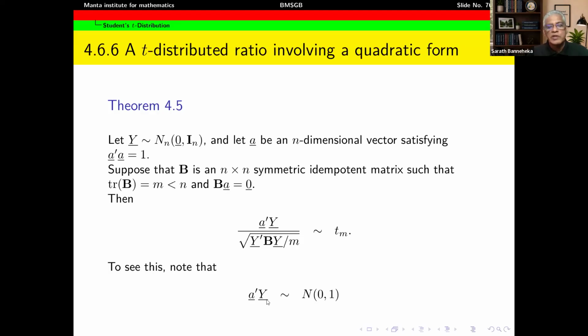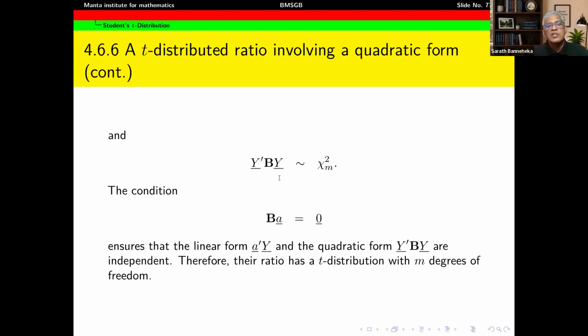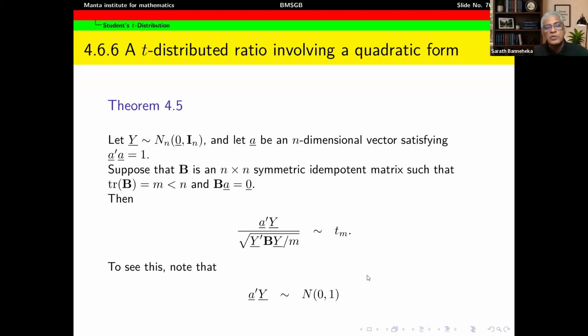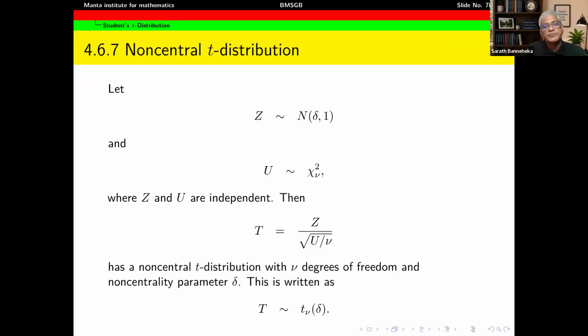To see this, note that A dash Y has a standard normal distribution, Y dash BY has a chi-square distribution, and because of this condition, those two quantities are independent. Therefore, the ratio has a t distribution with m degrees of freedom. So this result will be very useful when you are making inference about the mean vector of a multivariate normal distribution. So that's a useful result.